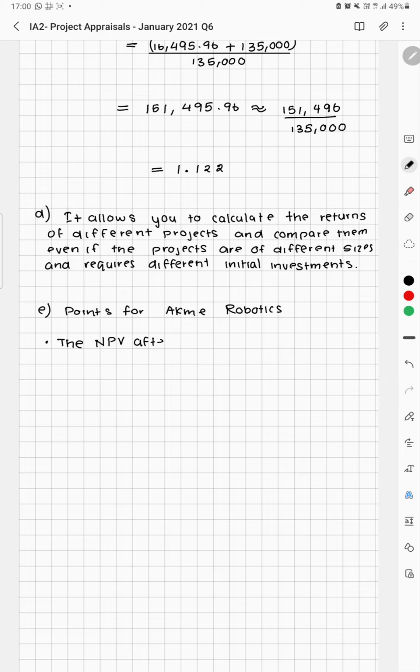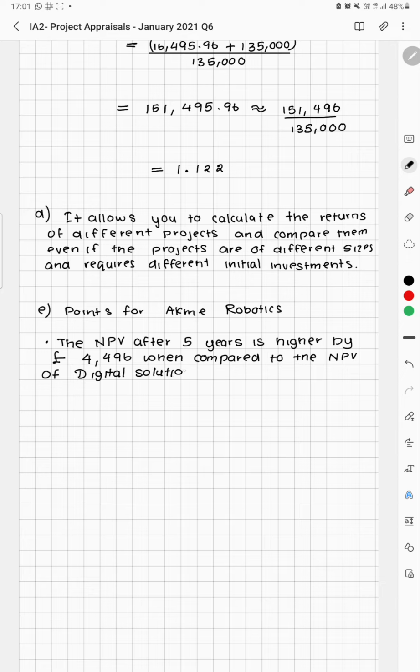after 5 years is higher by 4,496 pounds when compared to the net present value of Digital Solutions of 12,000 pounds.